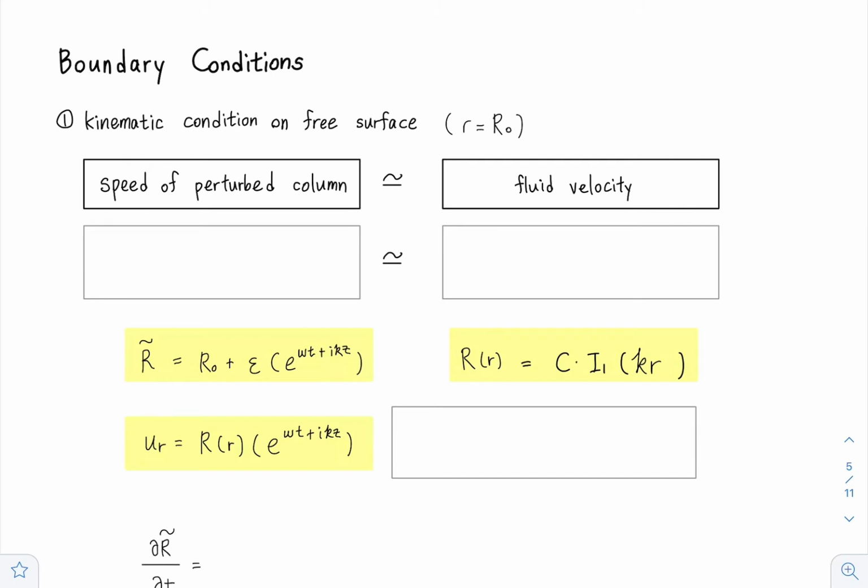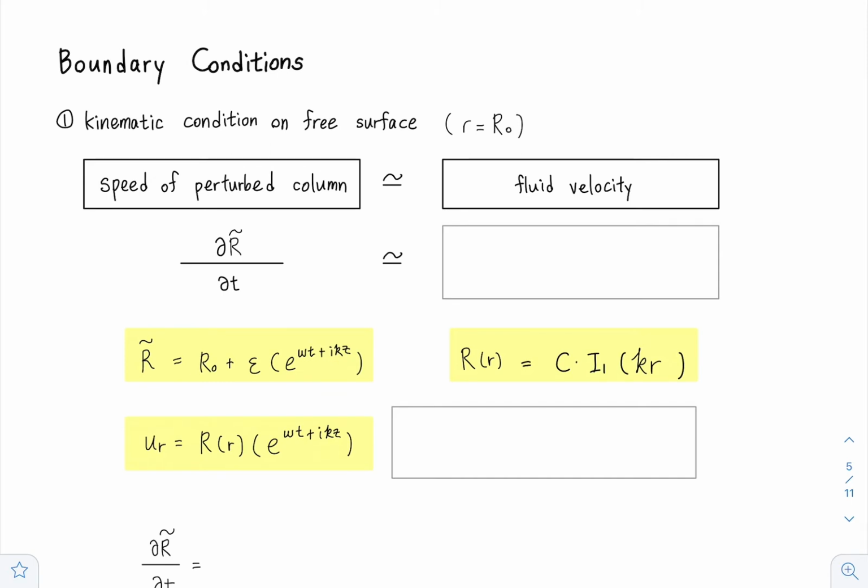Firstly, we are going to equate the speed of our perturbed column with our fluid velocity. Because of our kinematic condition, it has to have the same speed. Or speed would be more sufficient instead of fluid velocity, but anyway, we are talking about the speed of the perturbed column and the speed of the fluid. How can we express the speed of the perturbed column?